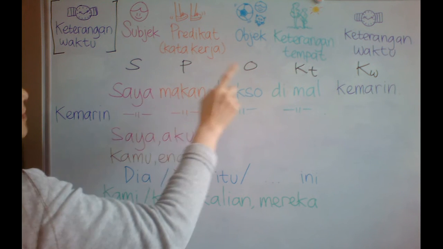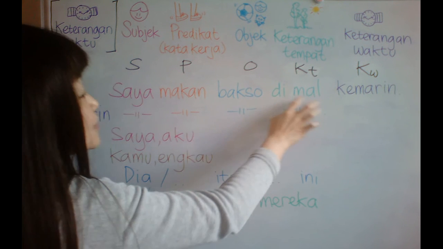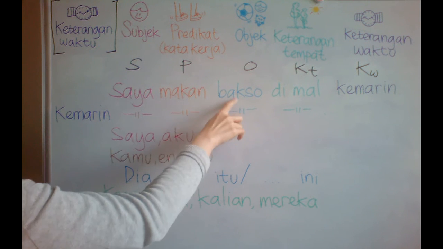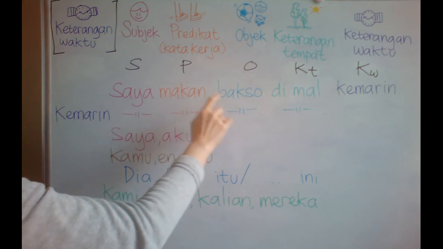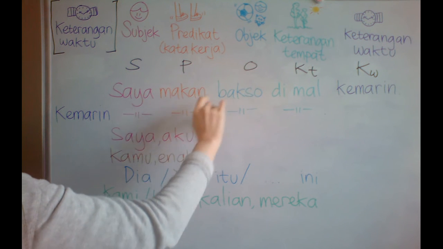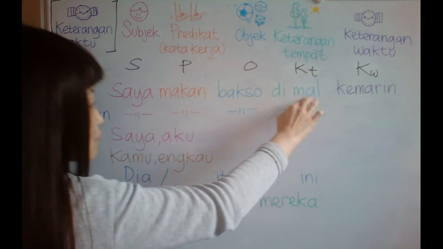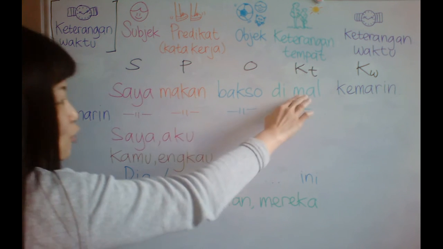Saya makan, I will repeat. Saya makan bakso di mall kemarin. The K can disappear when you say it. Saya makan bakso di mall kemarin. Even though it's written here, the K disappears when you say it. But some people still use the K in bakso. I repeat one more time. Saya makan bakso di mall kemarin, with K.